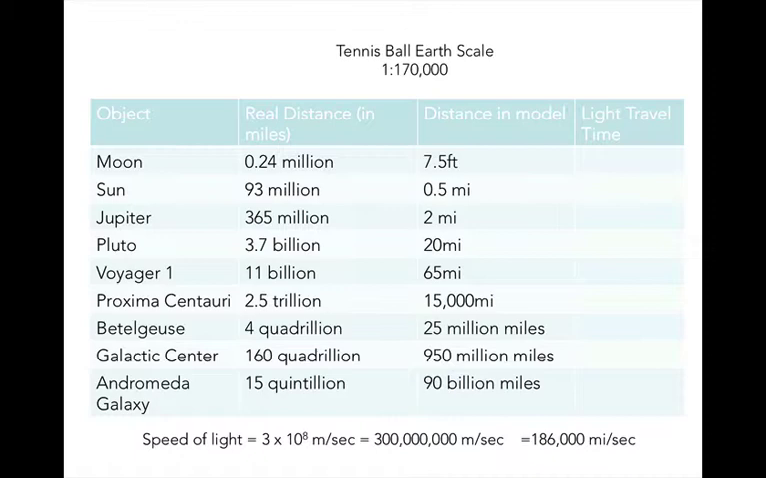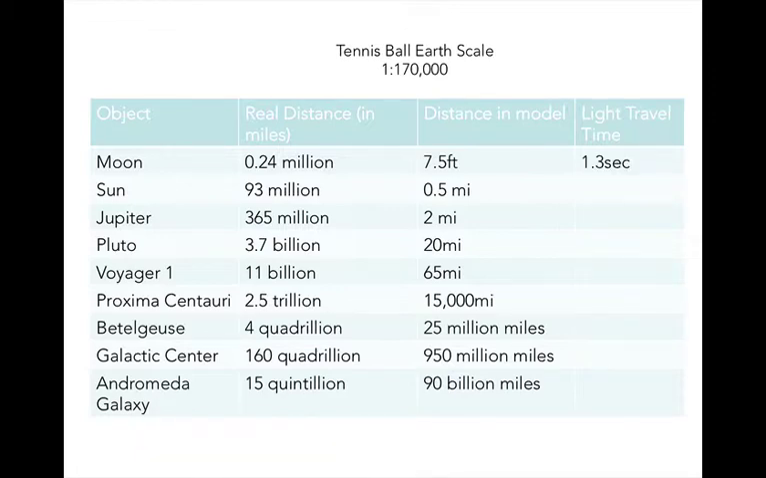It takes light 1.3 seconds to make it all the way to the moon, 8 minutes for it to arrive at Earth after being emitted by the sun, 30 minutes and 4 hours to arrive from Jupiter and Pluto, respectively, and 18 hours for light signals emitted by Voyager 1 to arrive at Earth from the edge of our solar system.